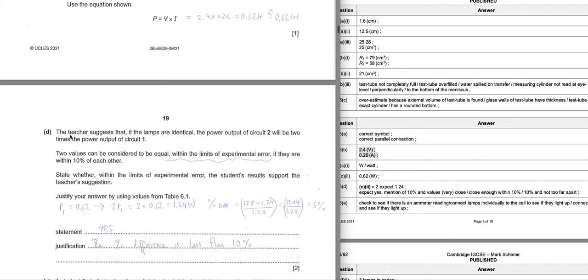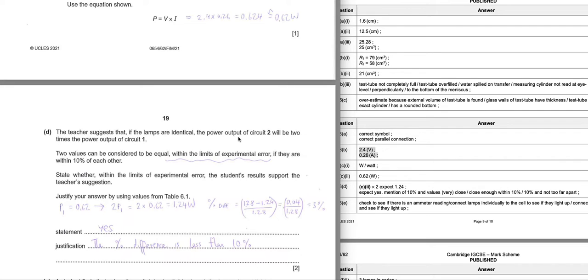The teacher suggests that if the lamps are identical, the power output of circuit 2 will be 2 times the power output of circuit 1. It then tells you that 2 values can be considered equal within the limits of experimental error if they are within 10%. We've talked about this a few times in these questions. It comes up again and again. But at this stage, there's an actual explicit declaration of what is considered constant. So I quite like this question.